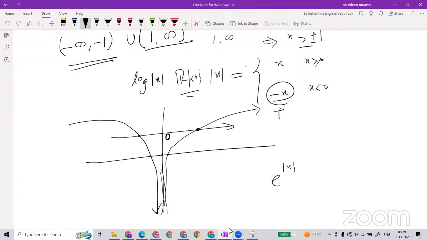Because the inverse is not only asking about this side. It is asking about the whole, because the domain is the whole of R, and it asks for the inverse of this whole R minus 0. And now this is one-to-one if you draw the horizontal line test.